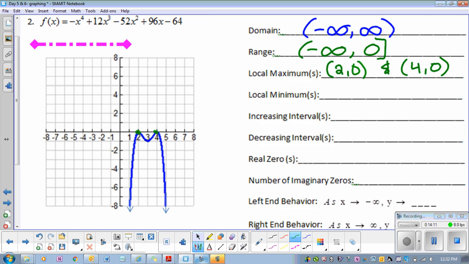And what about a minimum? Is there a minimum, a local minimum? Yeah, right there. Okay, so be careful right there. What point is that at? 3, negative 1.